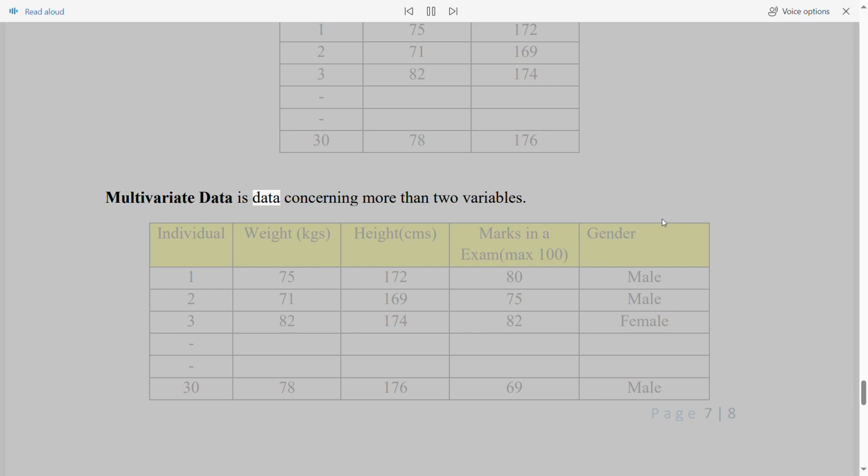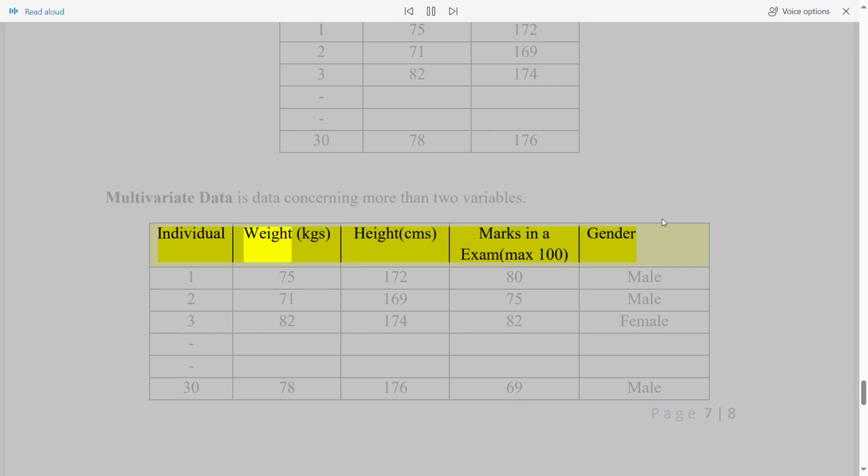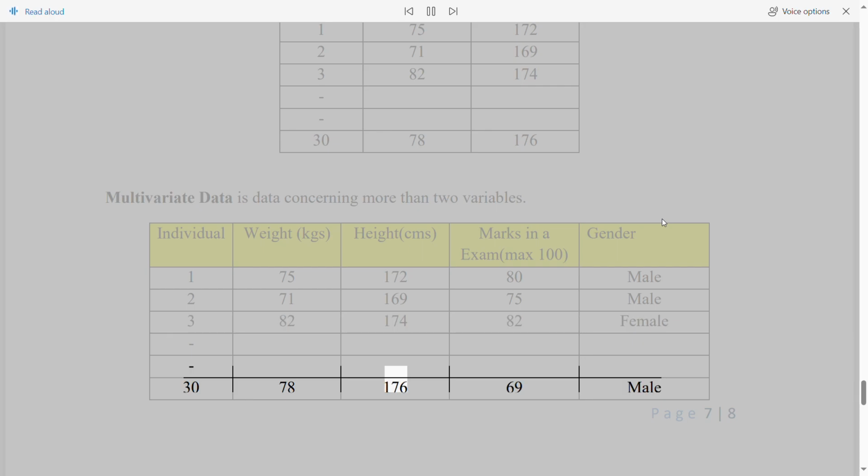Multivariate data is data concerning more than two variables. Individual, weight in kgs, height in cms, marks in an exam (max 100), gender: 1, 75, 170, 80, male; 2, 71, 169, 75, male; 3, 80, 174, 82, female; 30, 78, 176, 69, male.